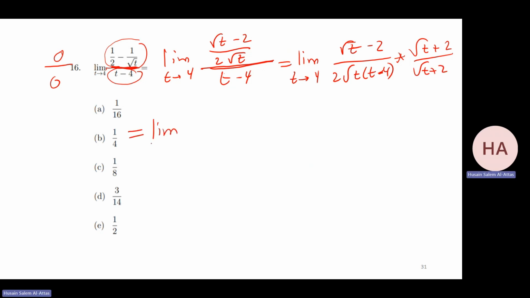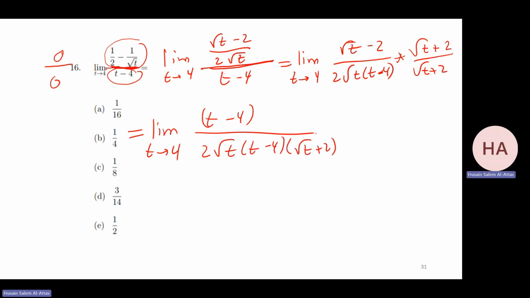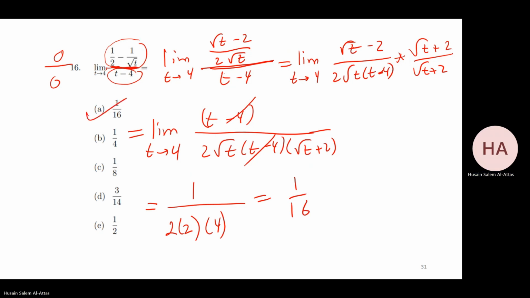So I have limit t goes to 4, t minus 4 over 2 square root of t times t minus 4 times square root of t plus 2. This is cancelled. Substitute: 1 over 2 times 2, here 2 plus 2, which is 4. So it will be 1 over 16. That's the answer.